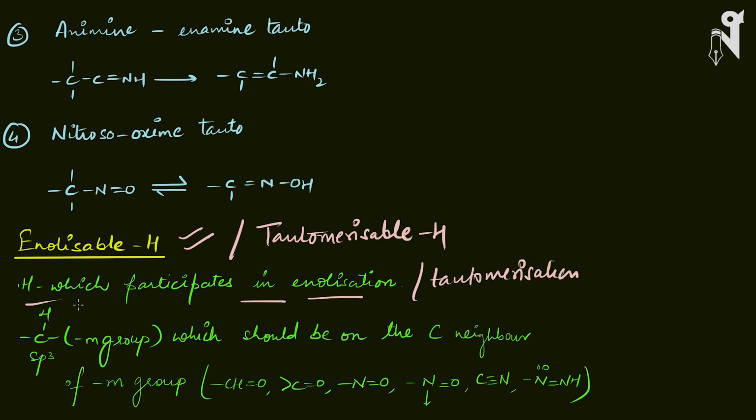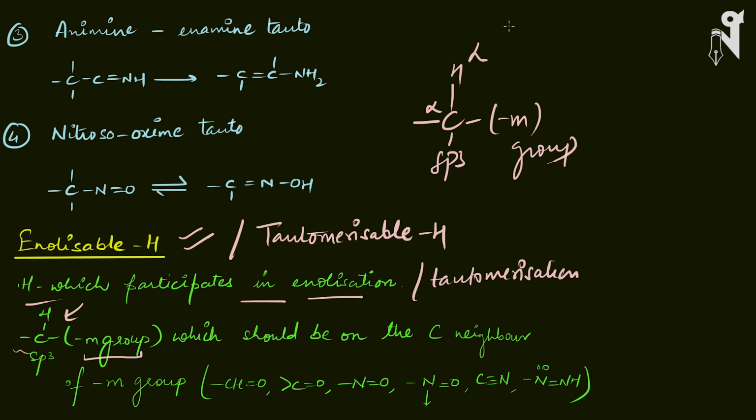What is that carbon? What is that hydrogen? Basically alpha hydrogen, or you can say sp3 carbon's hydrogen, which is the neighbor of a minus M group. So you have a carbon over here which is sp3 carbon, it has a hydrogen over here, and here is your minus M group present. So this carbon, you can also call it an alpha carbon, and these hydrogens can also be called alpha hydrogens, which should be the neighbor of the minus M group.